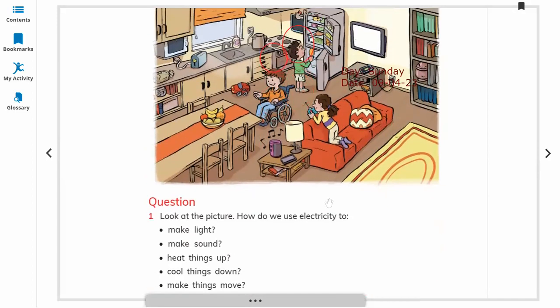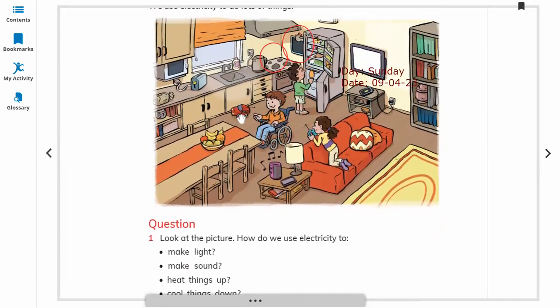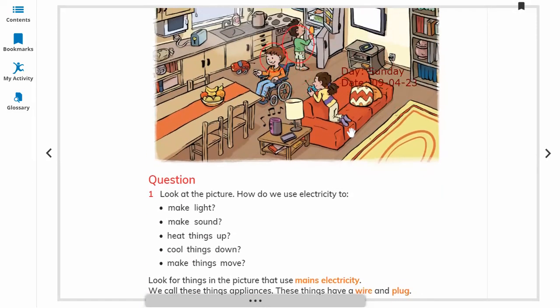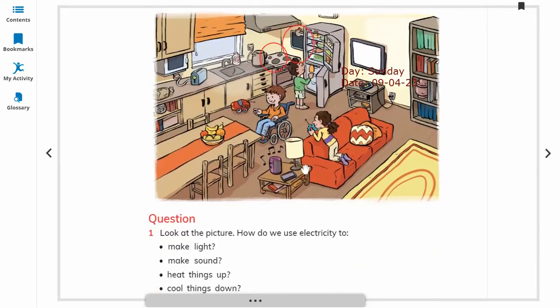The girl is moving the car here with the help of electricity. You can see here the car is moving with the help of electricity. So all these electric appliances are using electricity to work. So what you are going to do, you are going to find out all the things in your house or in your room that uses electricity to function, to work.